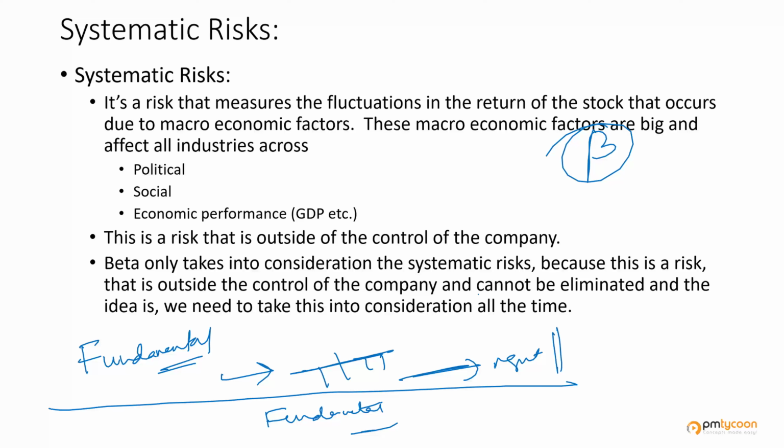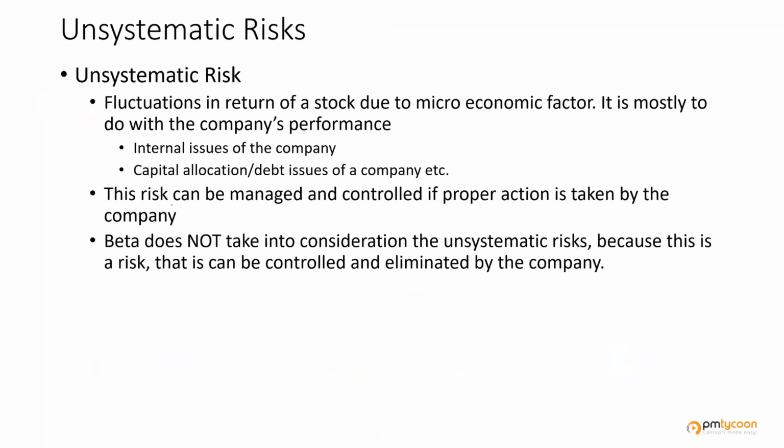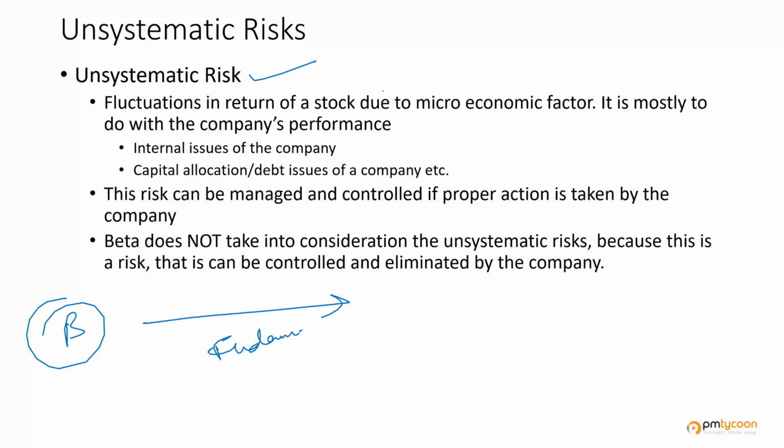They don't pick any stock randomly and then try to compute beta and invest money. They first have the list of companies which are fundamentally strong, and out of the fundamentally strong companies, that is where they use systematic risk. So when we say beta does not take into consideration the unsystematic risk, it means that we are already working on fundamentally strong companies, not companies which are having unsystematic risk.